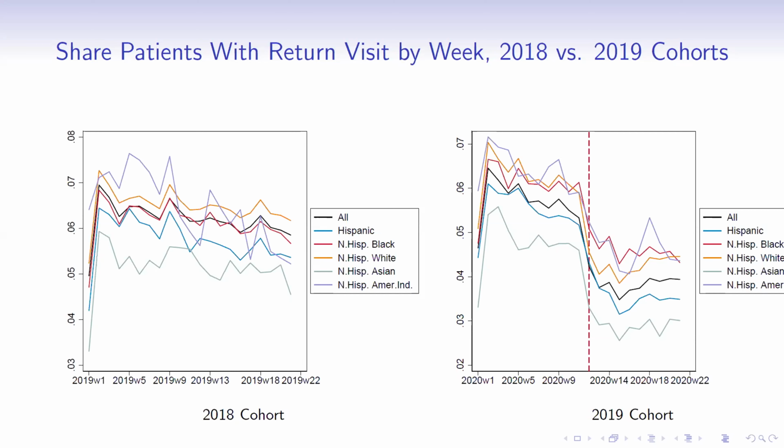So you see there's a big decline in return visits immediately following that for the 2019 cohort, but there are some differences in the magnitude of this decline relative to the pre-pandemic levels across the racial and ethnic groups that we'll be examining in our analysis. Essentially what we're going to do is look at the difference in return visits following the pandemic for the 2019 cohort, and net out seasonal differences in return visits across weeks of the year using the prior cohorts.